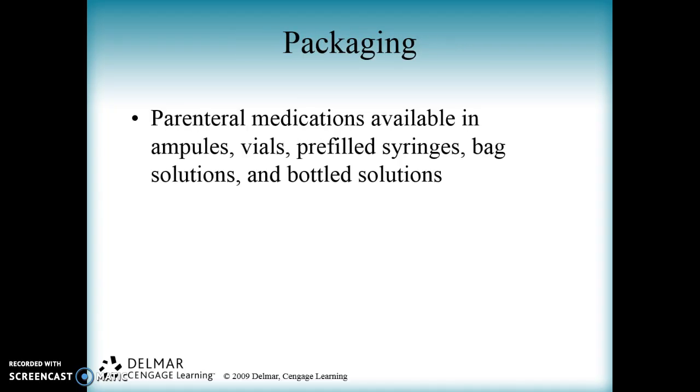So what we're going to be looking at is a lot of different things. First of all is the packaging. The way parenteral medications come packed is they might be in an ampule. An ampule is just a small little container that you can break the top off of. We have vials. Those would have a rubber stopper where you would use a syringe to draw it out. Then of course we have pre-filled syringes, so they're already filled. We have solutions that are in bags, and we also have solutions that are in bottles. So those are some of the different ways you might see these parenteral medications packaged.